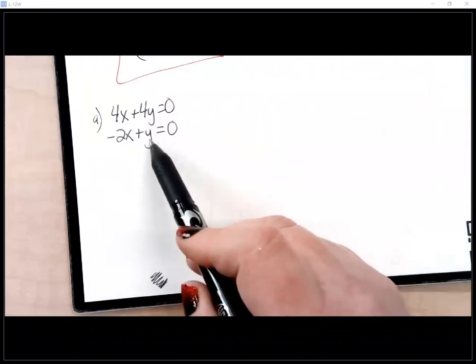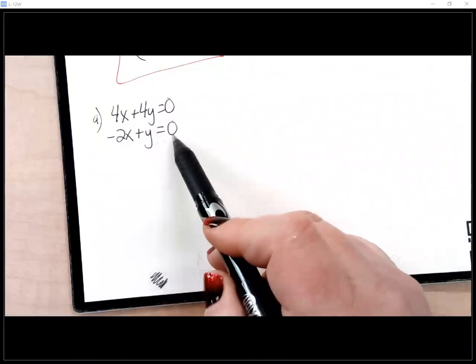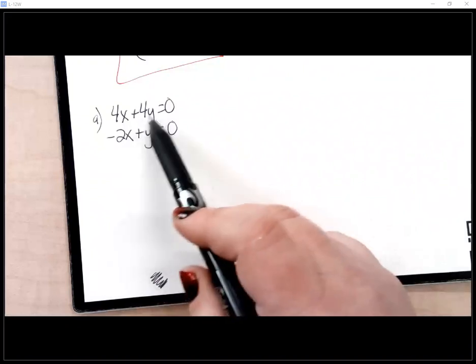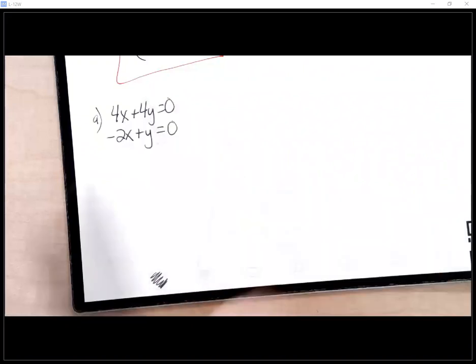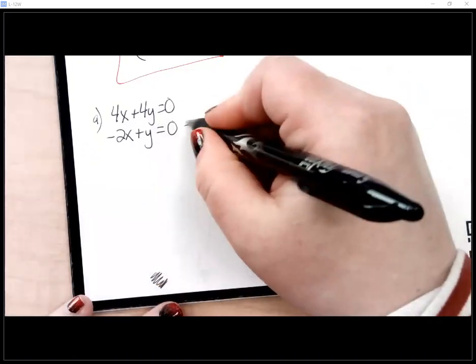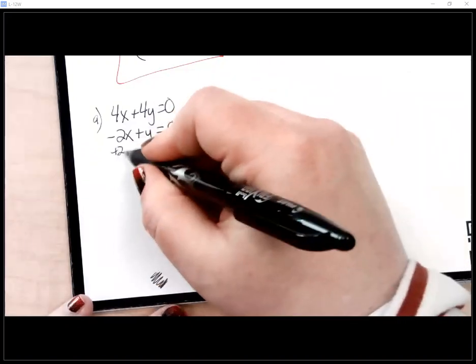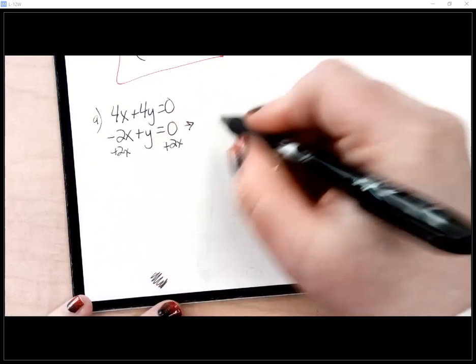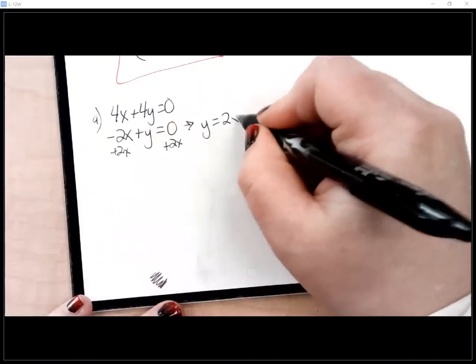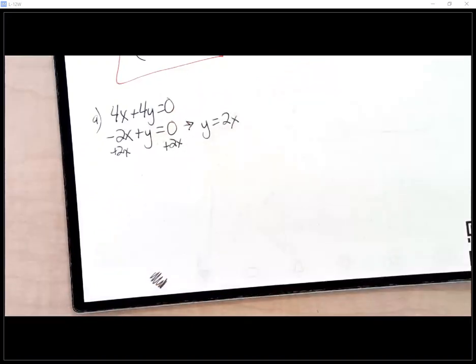Because all I have to do is add the 2x over. With the first one, you'd have to move 1 over and divide by 4. That's 2 steps. No, thank you. If I can do just one step, I will do just one step. So let's just take that one, add 2x to the other side. And it just turns into y equals 2x.